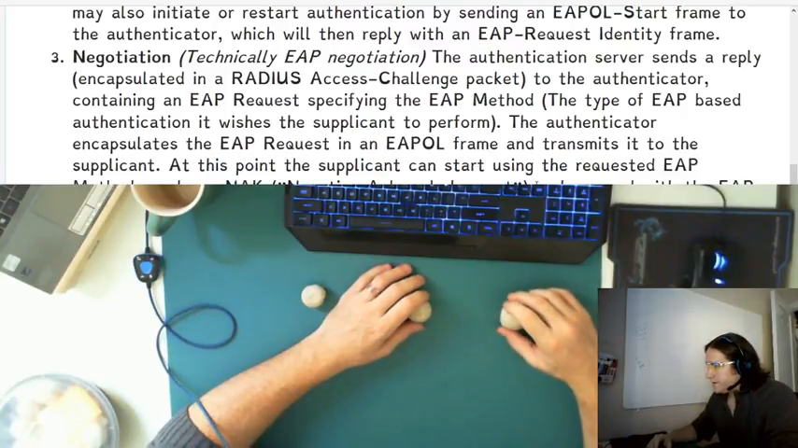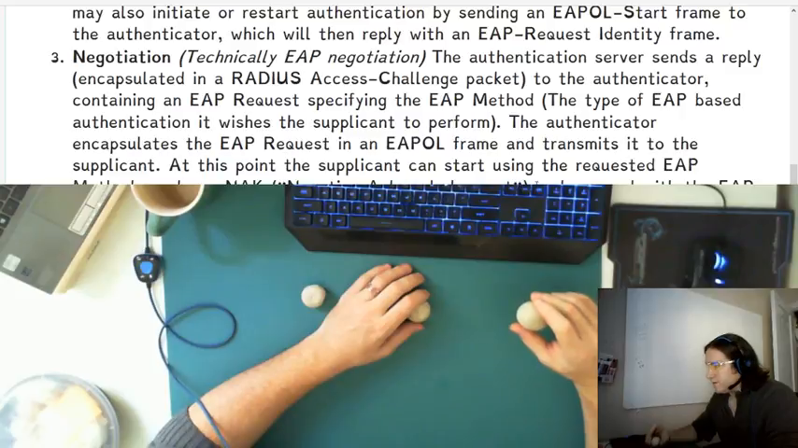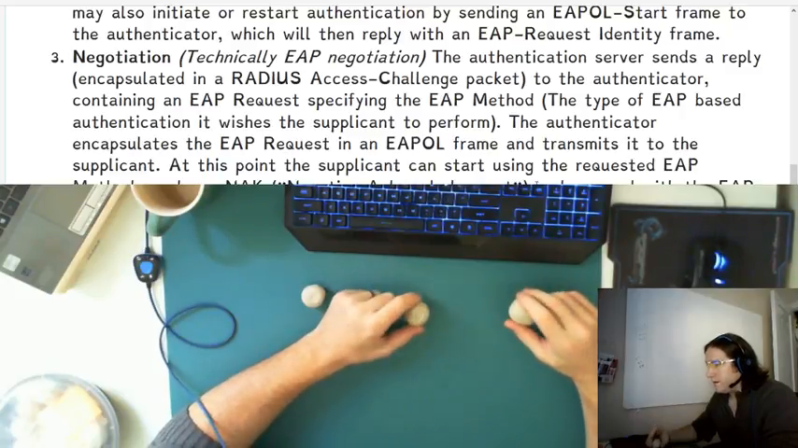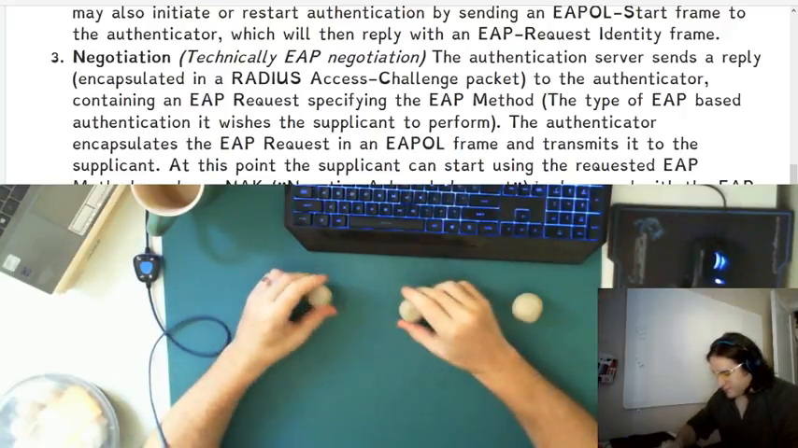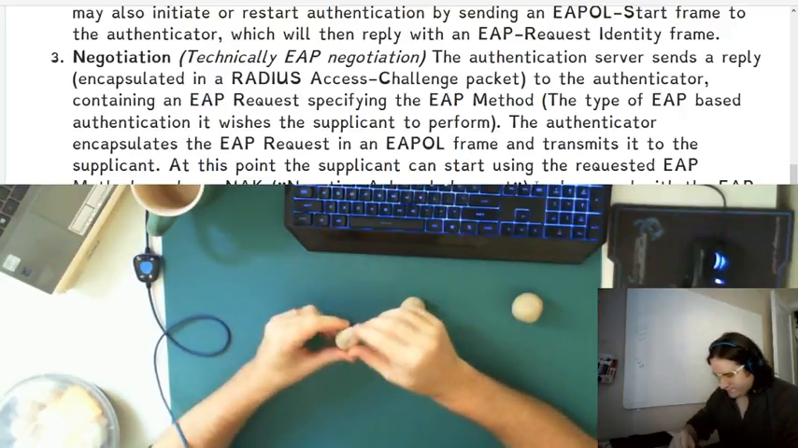The authentication server sends a reply. Oh, the reply is an access challenge. So let's get this straight.